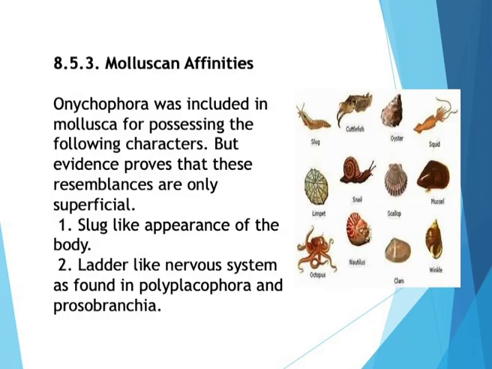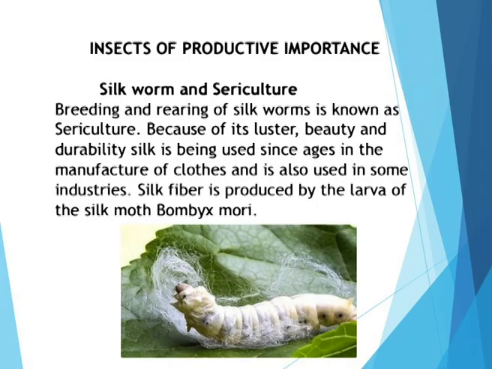Molluscan affinities. Onychophora was included in Mollusca for possessing the following characters, but evidence proves that these resemblances are only superficial: slug-like appearance of the body, and ladder-like nervous system as found in Polyplacophora and Prosobranchia.